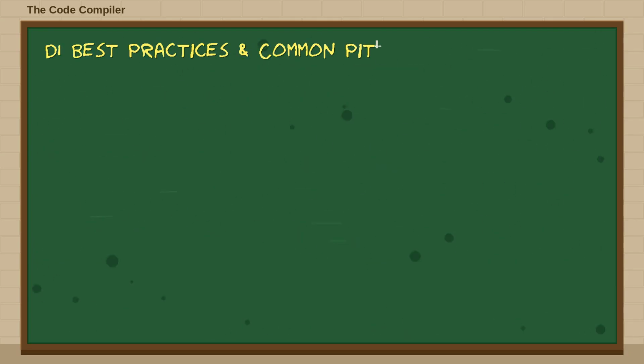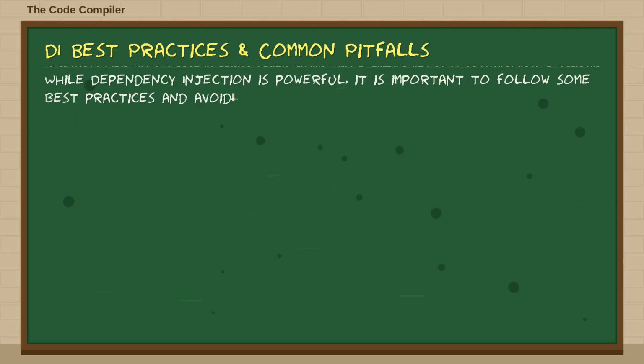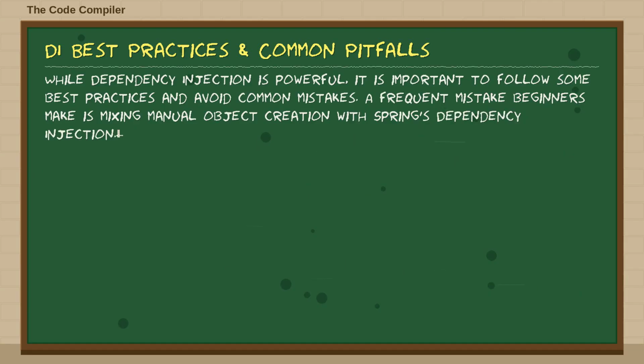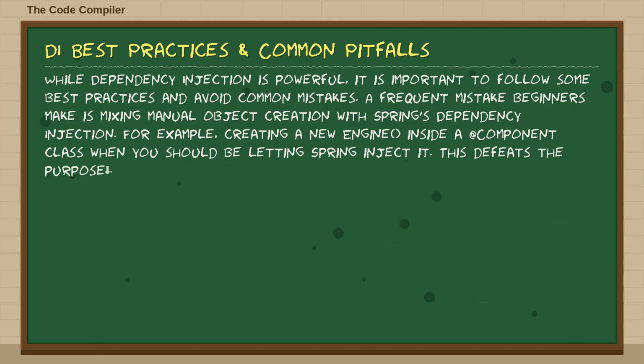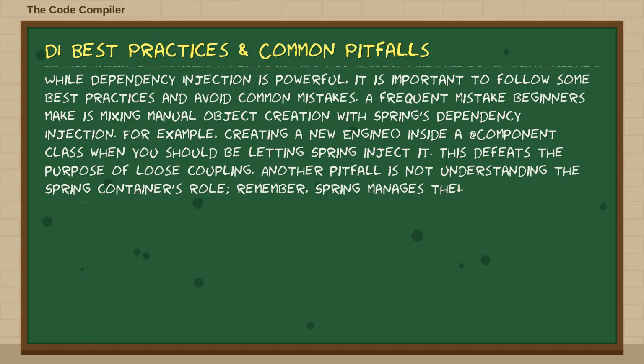While dependency injection is powerful, it is important to follow some best practices and avoid common mistakes. A frequent mistake beginners make is mixing manual object creation with Spring's dependency injection. For example, creating a new engine inside a @Component class when you should be letting Spring inject it. This defeats the purpose of loose coupling. Another pitfall is not understanding the Spring container's role. Remember, Spring manages the life cycle of your @Component beans.